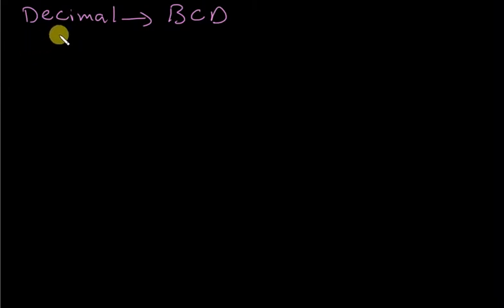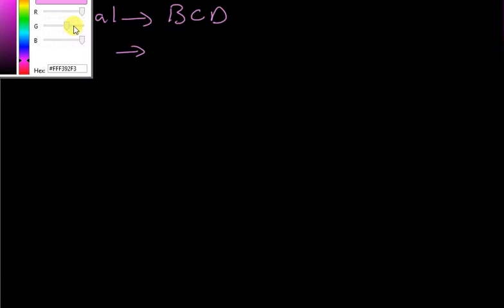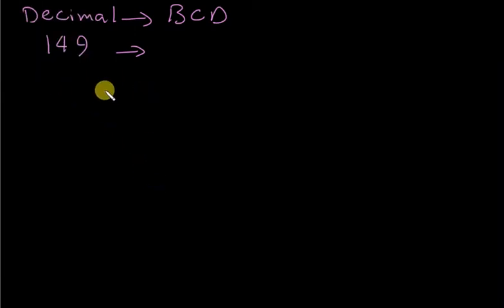For example, if I have a decimal number of 149 and I want to convert that to BCD, as we said, for each digit we have to have 4 digits in binary. So if I want to convert this to binary, I have to have 4 digits for 9, 4 digits for 4, and then 4 digits for 1. So now how it works is this.